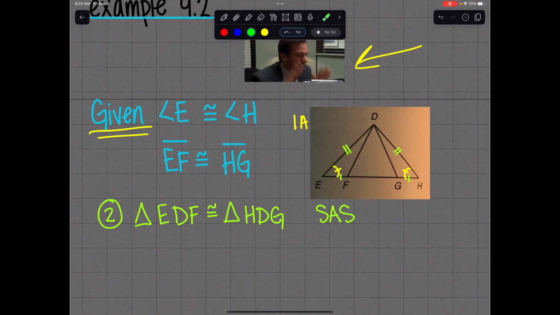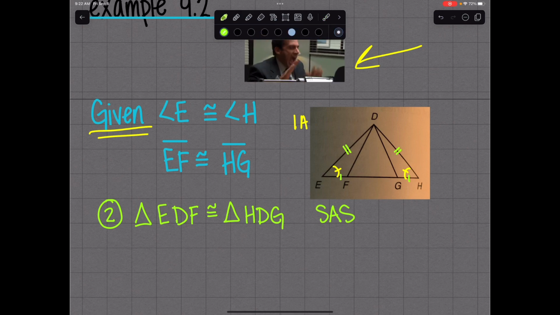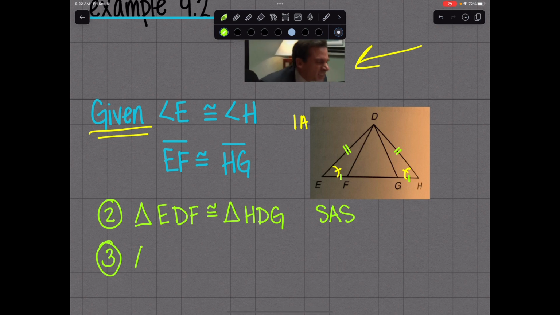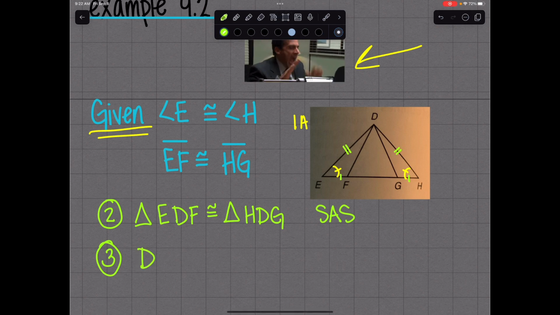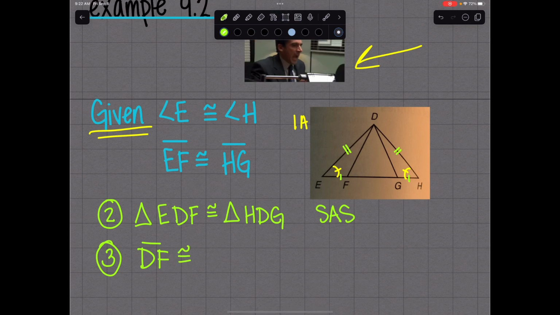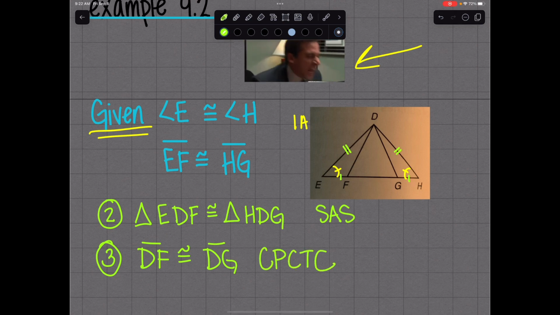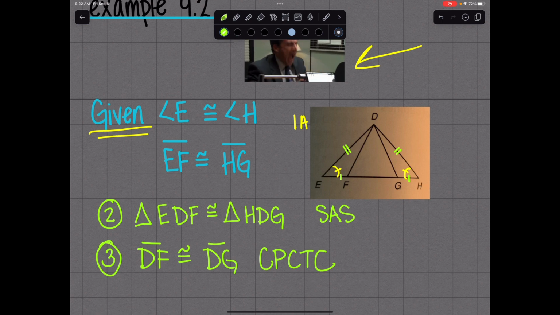Sweet. Once we got to there, then it's easy. The last step of the proof, ladies and gentlemen of the jury, is that segment DF is congruent to DG. And what is my proof of that? CPCTC. Congruent triangles, congruent sides.